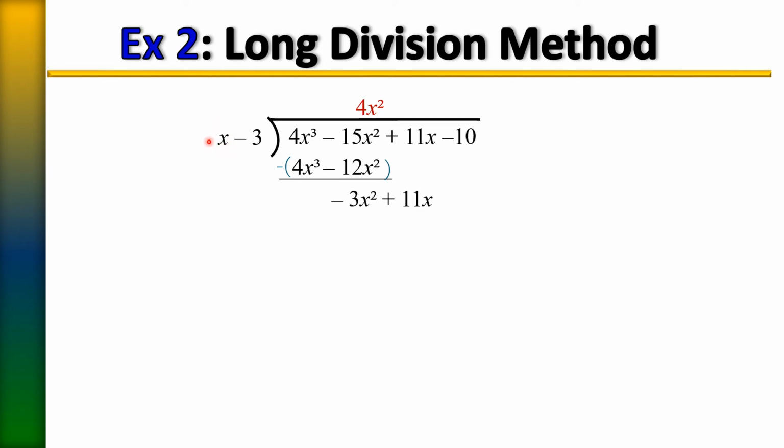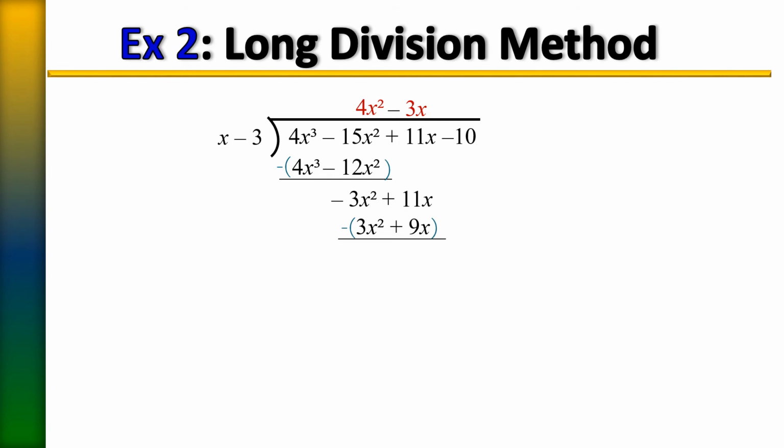So what would you need to multiply x with in order to get negative 3x squared? If you said negative 3x, then that is correct. Now let's multiply negative 3x times x. Yes, it is negative 3x squared. Negative 3x times negative 3 equals positive 9x. Subtract, everyone becomes their opposite.